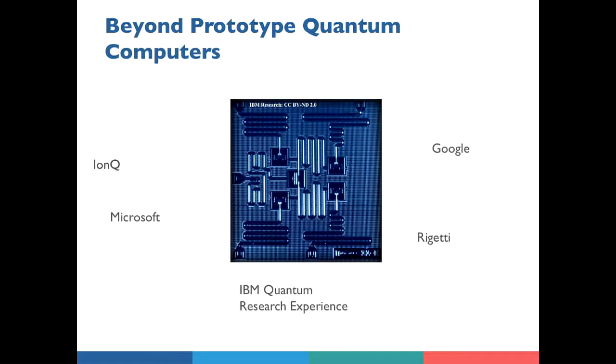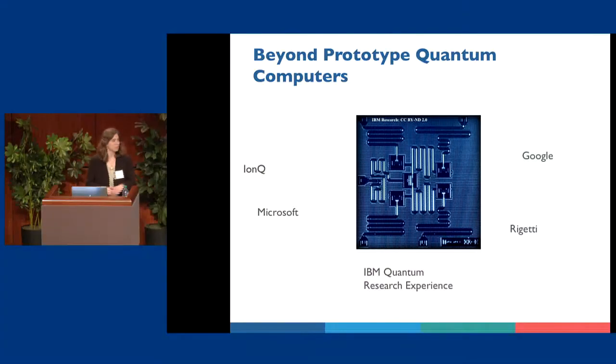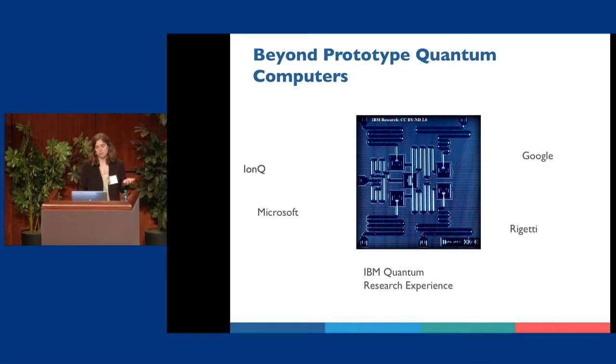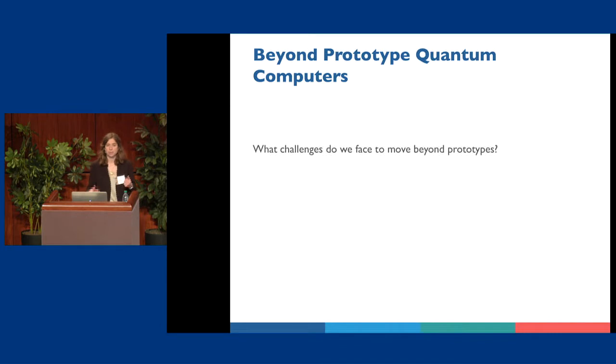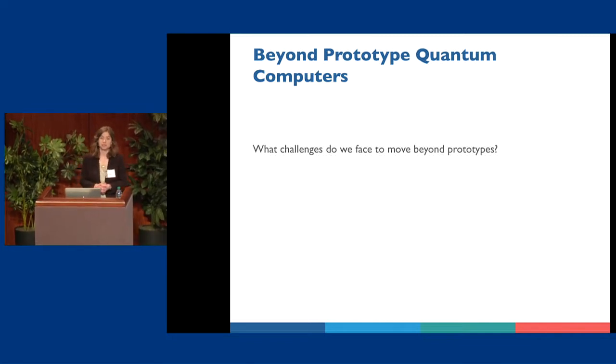Okay, so I think it's a really exciting time to be in this field of quantum computing because we are just quickly being surrounded by these prototype quantum computers. Well, because IBM is hosting us, I get to put a picture of their device on the cover slide, but there are lots of other companies and also academic groups that are building these devices that are on the cusp of doing new and exciting things. But I think the question that we're here to address is what are the challenges that face us in order to move beyond these prototypes and move towards quantum computers that can do novel things that classical computers can't do?